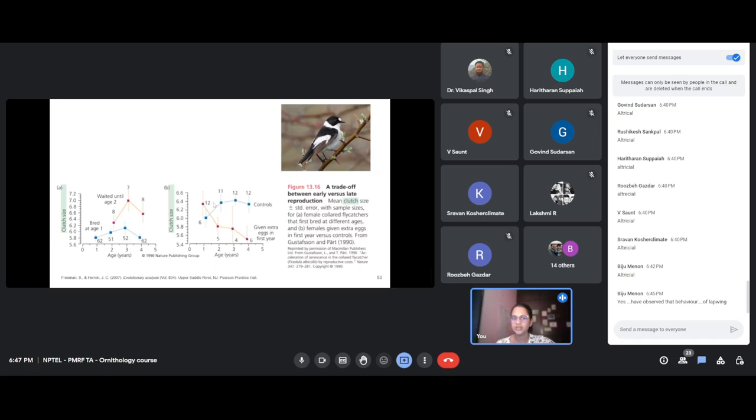Okay, so here is a slide on clutch size, and this is a really cool study that was done on these pied collared flycatchers. What they were trying to see is the trade-off between clutch size and lifespan, right? So what they did in the study was to look at females that breed at different points of time. Would anyone like to try and infer this graph? You can just give it a go.